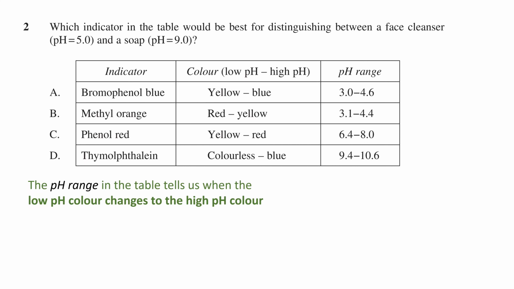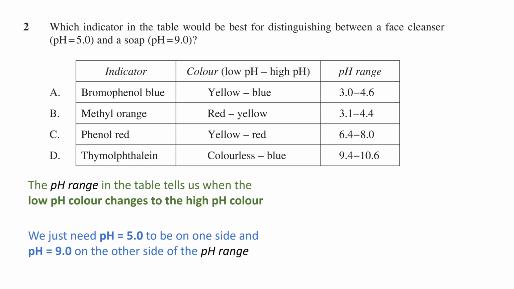Therefore, to differentiate face cleanser and soap, we just need pH 5.0 to be on one side and pH 9.0 to be on the other side of the pH range. In option A, they are both above pH 4.6. In option B, they are both above pH 4.4. In option C, 5.0 is below 6.4, while 9.0 is above 8.0. And in option D, both are below 9.4. Therefore, option C is the only one that meets the criteria, with the two pH values being on either side of the range, and therefore giving two distinct colors to the face cleanser and the soap. This means option C, phenol red, is the answer. Moving to the next question.